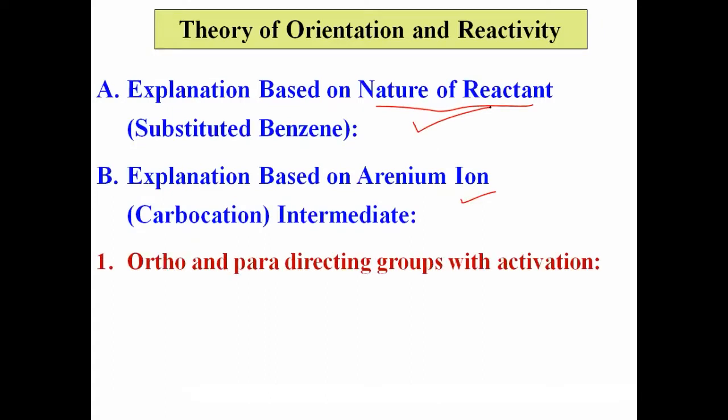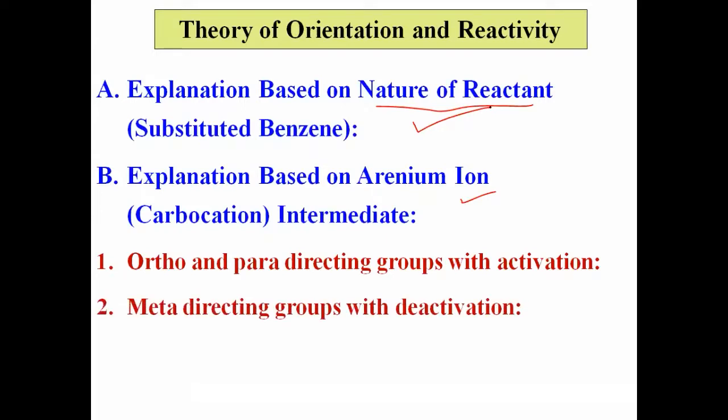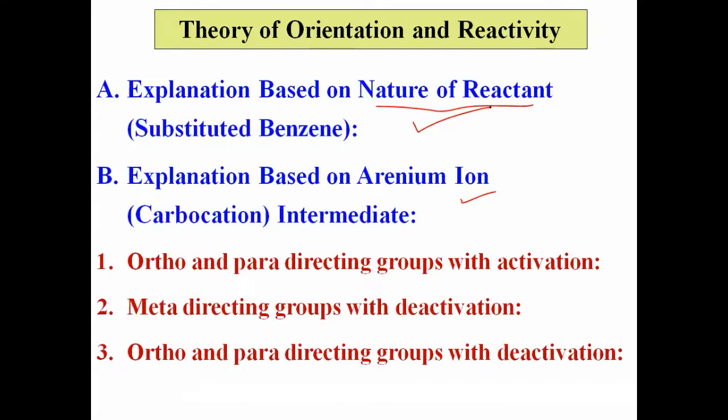And we know that there are three main categories, groups, which are already present on the aromatic ring. First one is the ortho and para-directing group with activation. Second, meta-directing group with deactivation. And third, ortho and para-directing groups with deactivation. First mode, actually, it is based on the nature of reactant. Okay. Now let us see first category, ortho and para-directing groups with activation.